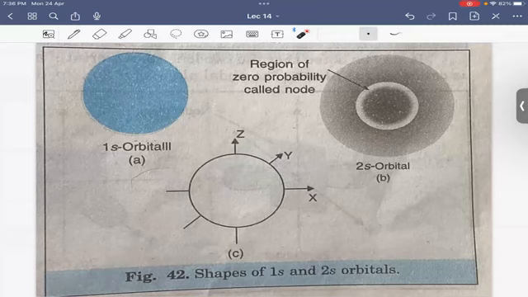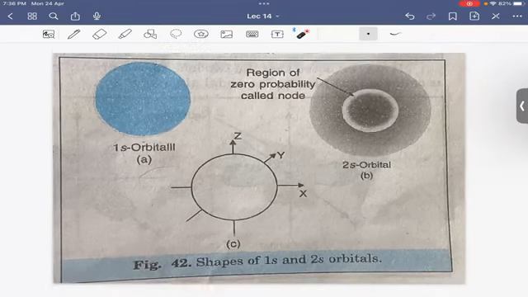However, the effective volume or size of 2s orbital is larger than 1s orbital. An important feature of 2s orbital is that there is a spherical shell within 2s orbital where the probability of finding the electron is practically zero, right? This is called a node or nodal surface. Thus, a 2s orbital differs from 1s orbital in being larger in size and having a nodal surface, right?